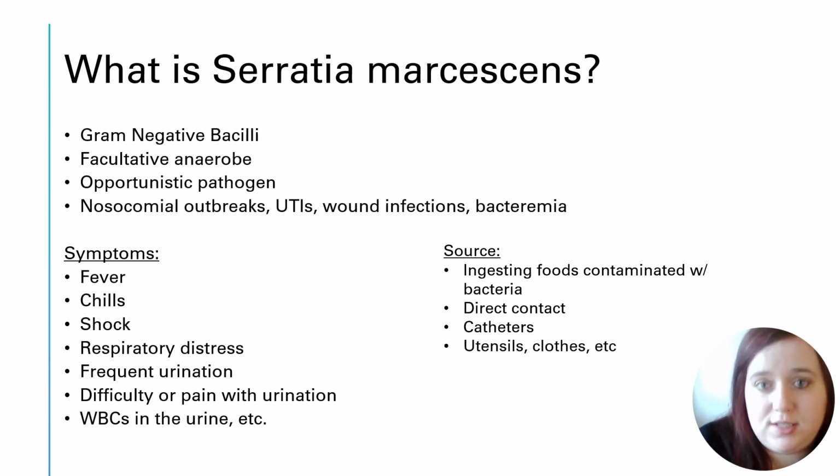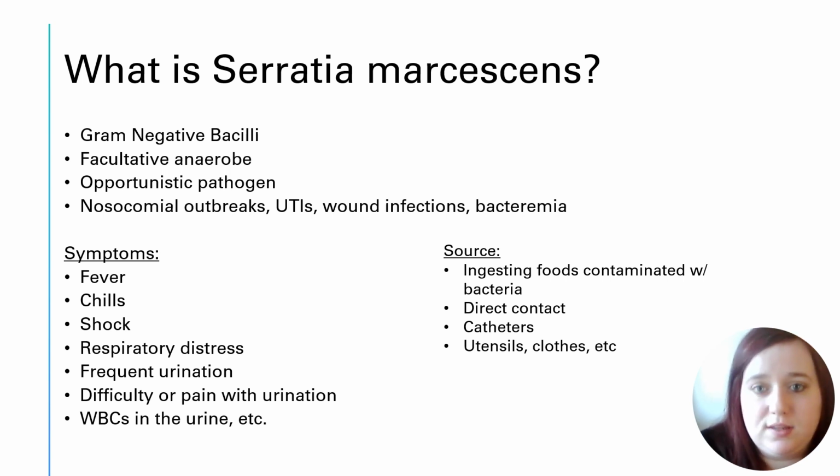So the big question is, what is Serratia marcescens? It is a gram-negative rod. It is a facultative anaerobe, meaning it can grow in either aerobic or anaerobic conditions. Serratia is an opportunistic pathogen. It causes nosocomial outbreaks, UTIs, wound infections, bacteremia. Serratia is commonly found in moist areas of your house, such as showers, bathtubs, sinks, toilets, and pet water bowls.